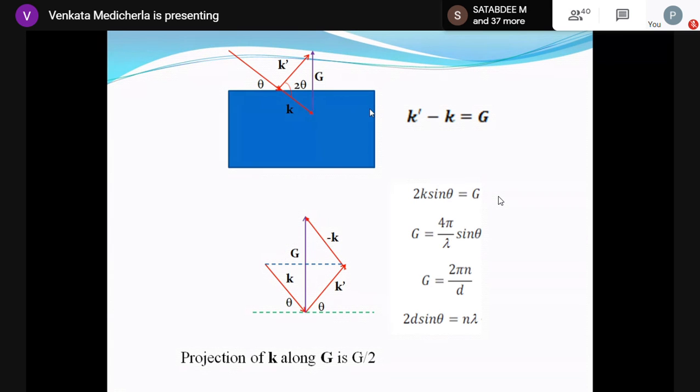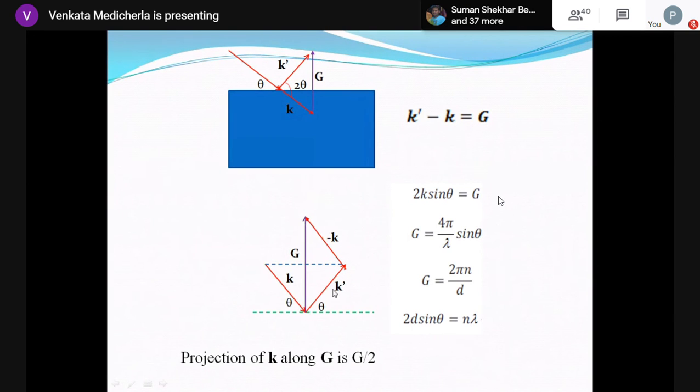But how to get the Bragg law from this? Let us look at the same diagram, plotted in a slightly different manner. Suppose I have the incident wave vector k at an angle theta with the surface, and it goes away at the same angle theta. If you just take this as theta, this will also become theta. You can verify that. That is k prime. Now our reciprocal lattice vector is perpendicular to the plane, like the hkl plane. It is perpendicular to the crystal plane. It is like this.